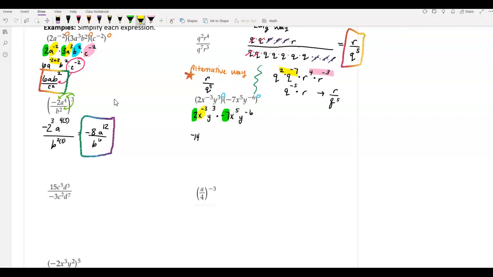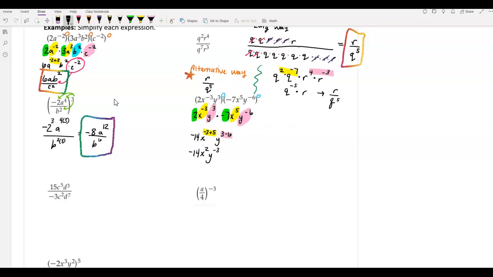Let's do our x's. I have negative 3 and 5. Because we're multiplying with the same base, we end up adding, so negative 3 plus 5. And then we have our y's. y cubed, y to the negative 6th. Once again, they both have bases of y, so we're going to add 3 plus negative 6. So now negative 14, x to the whatever negative 3 plus 5 is, and in this case it's 2, y to the 3 minus 6, which is negative 3.